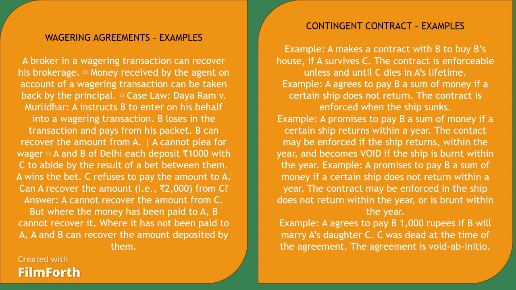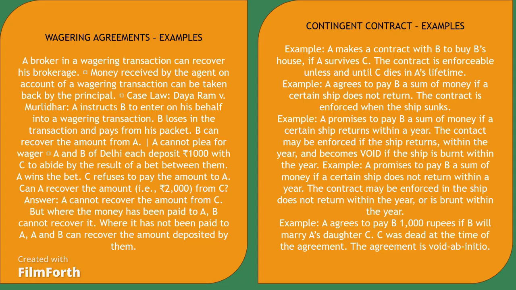When contingent contract is enforced. When such event has happened. When the happening of such event becomes impossible. When such event has happened within the specified time. When the happening of such event becomes impossible before the expiry of specified time. When such event has not happened within the specified time. When such person acts in the manner as desired in the contract.